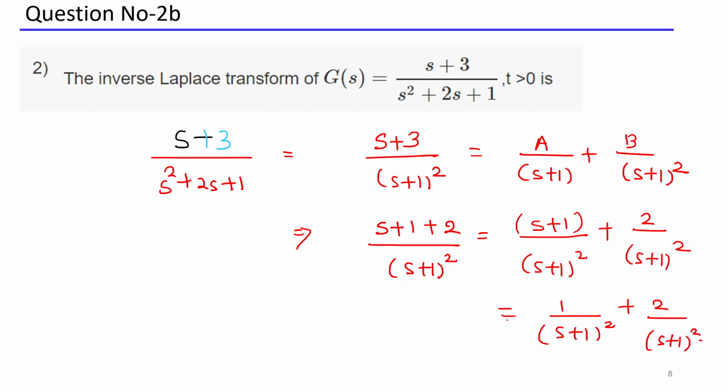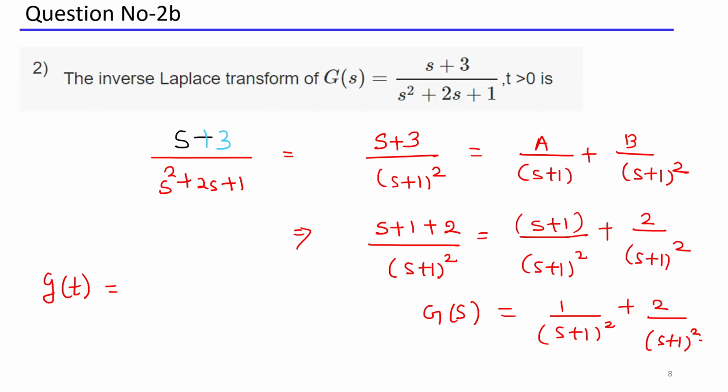After finding this, let me call it G of s, as given in the question. This is your G of s. Now what is G of t? You have to take the inverse Laplace transformation of each individual term. Let me do the first term. What is the answer for the first term? 1 by (s plus 1) square.